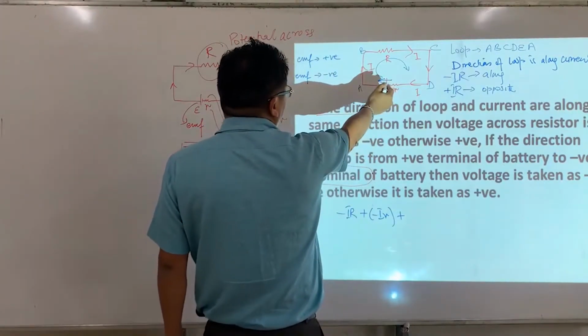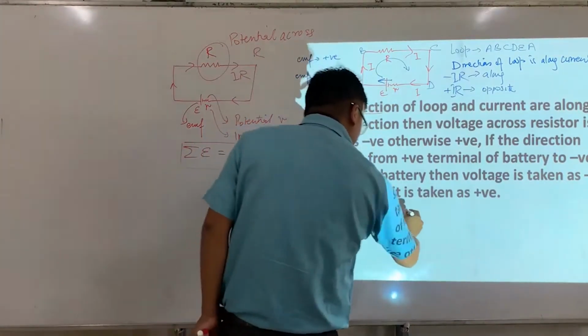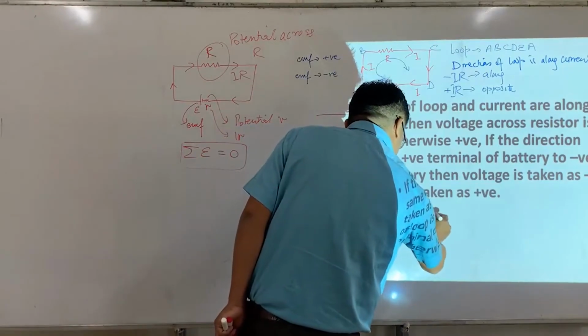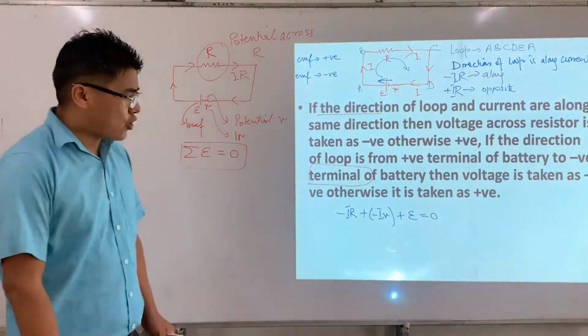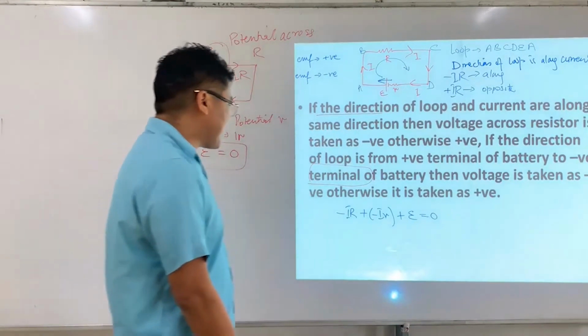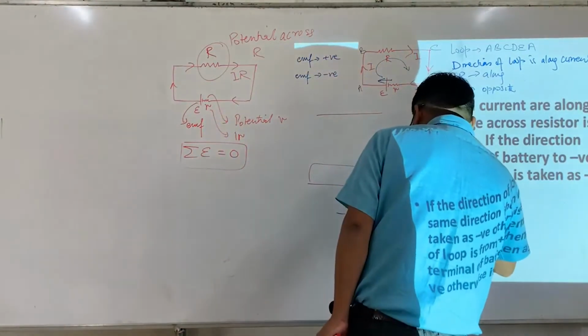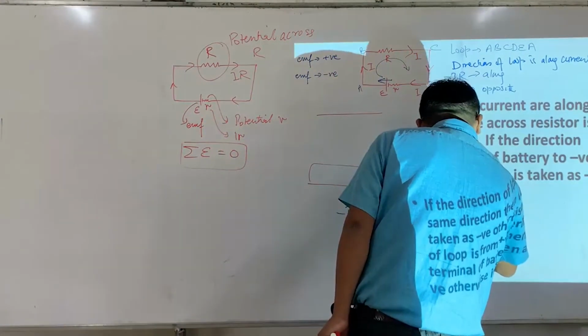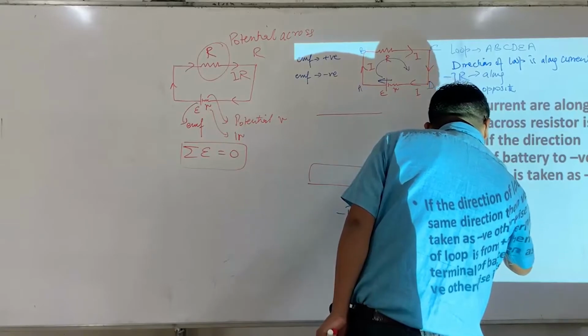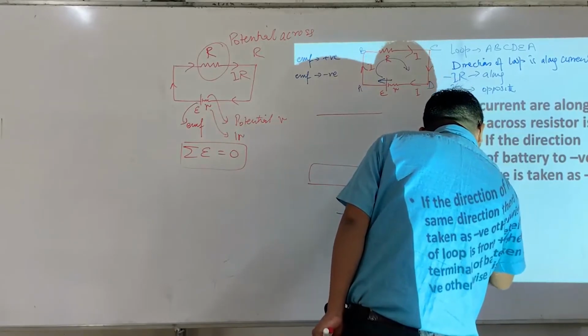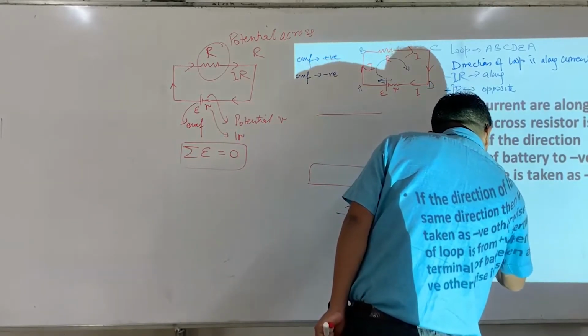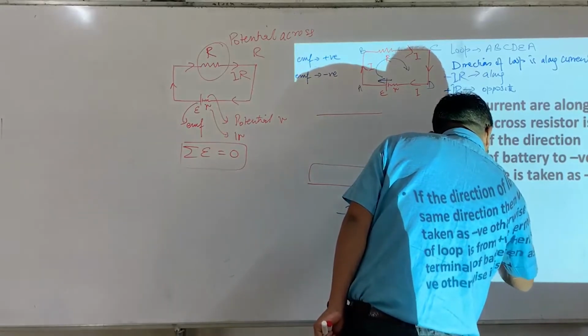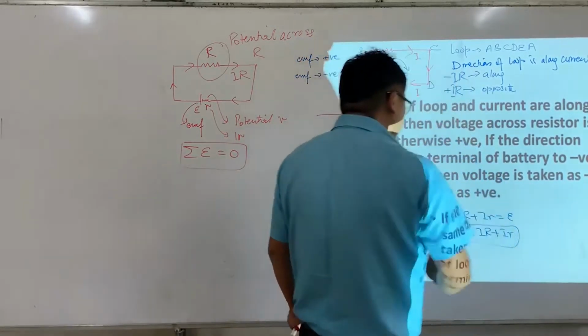And the loop goes from negative terminal to positive terminal. So therefore, this is going to be 0. And this is what we say as Kirchhoff's loop rule. And once I say this, this is going to be IR plus IR is equal to EMF. Oh, that's it. EMF is equal to IR plus IR. So this is a simple rule.